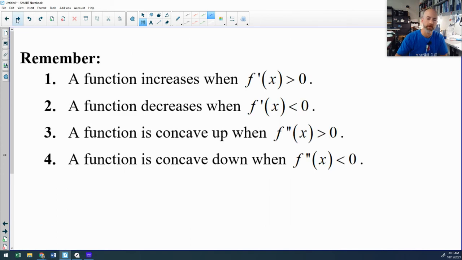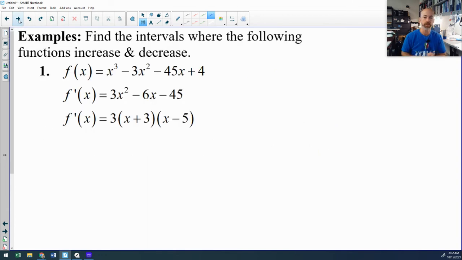So a quick reminder, a function increases and decreases when the derivative is positive and negative, and a function is concave up and concave down when the second derivative is positive and negative. That's something you should already know. So let's look at a few examples, and in these examples, I will assume you already know how to find and simplify the derivative. I'm not going to waste time doing that.